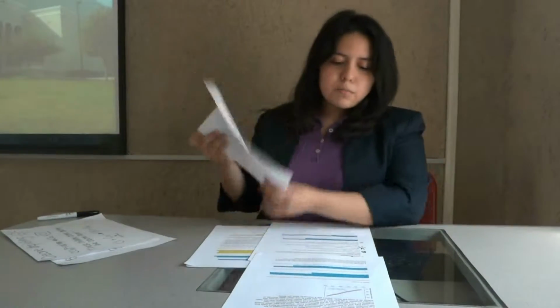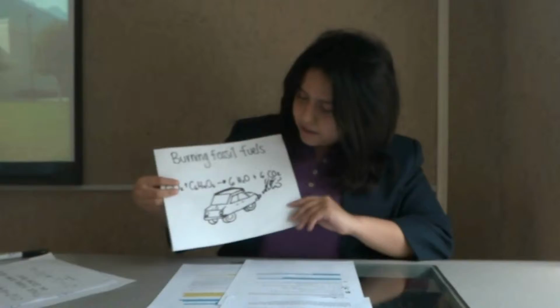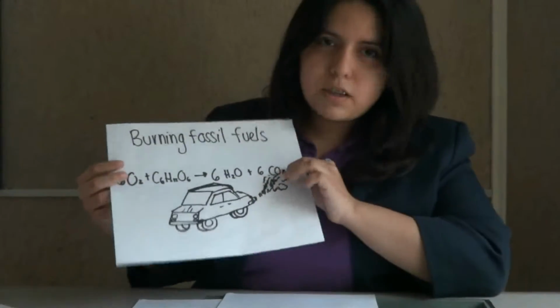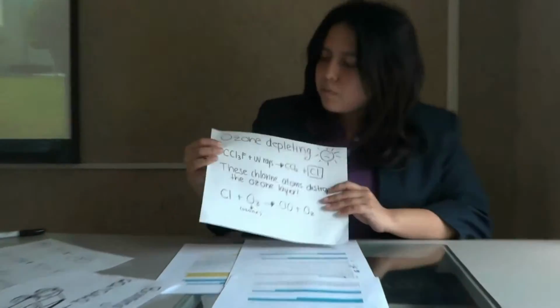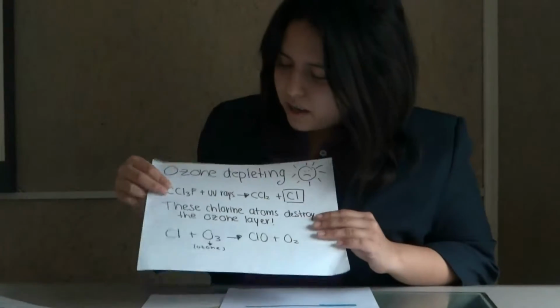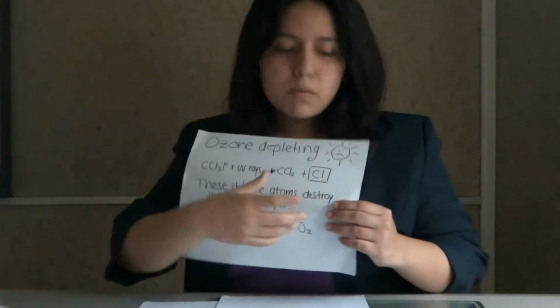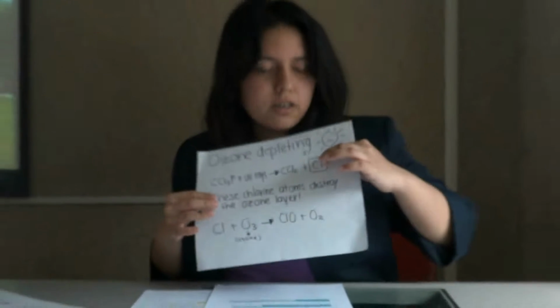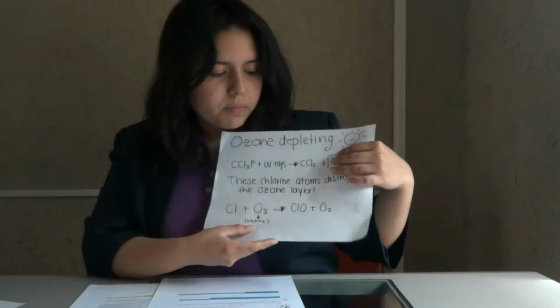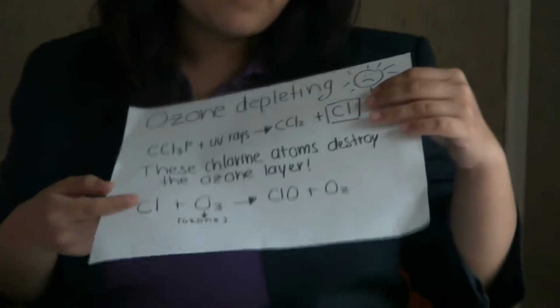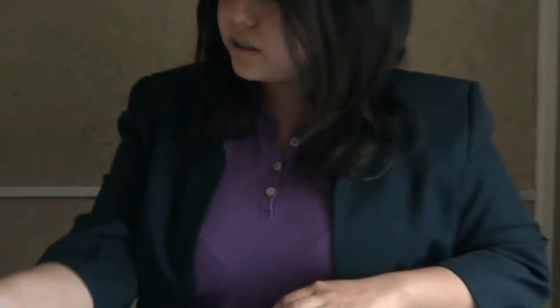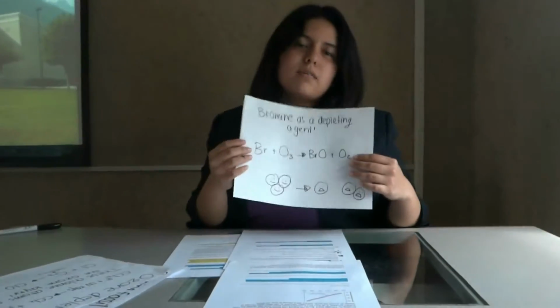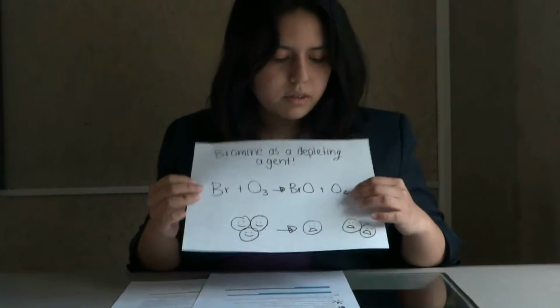The chemical reaction involved in burning fossil fuels looks like this. As you can see, it produces a lot of CO2. And there's a huge amount of ozone-depleting reactions. For example, this one, where the chlorofluorocarbons get together with the UV rays and they decompose. One of the components that turn out is chlorine. And when it gets together with the ozone, it produces much more carbon dioxide. And just as well, bromine. It works practically the same.